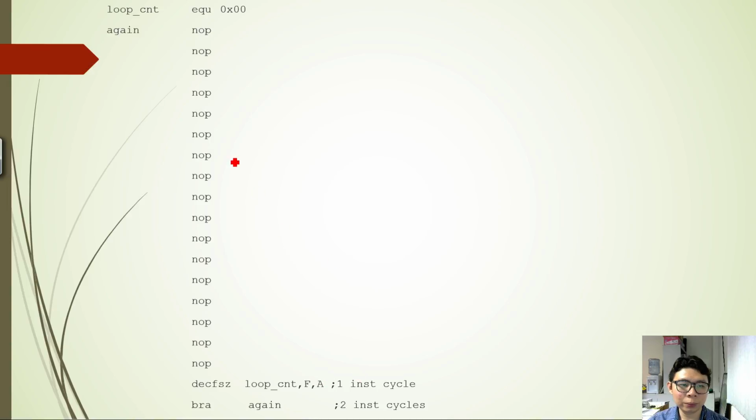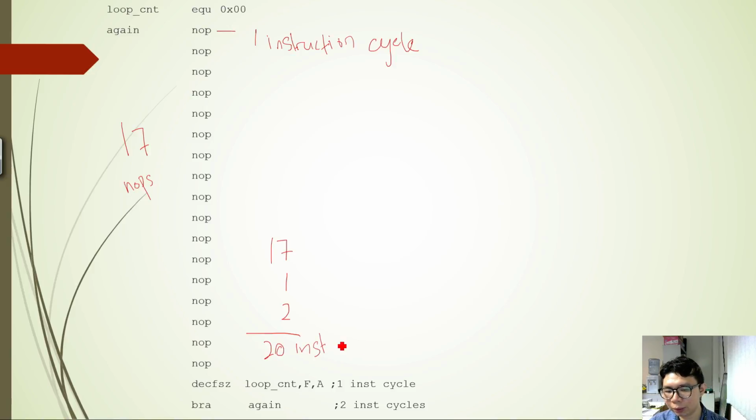I have a block of code here. We have a series of NOPs, NOP, NOP, NOP, a total of 17 NOPs over here. Each NOP takes up one instruction cycle, so 17 NOPs take 17 instruction cycles. Executing this DECF takes one instruction cycle, and the branch takes up two instruction cycles. So in total, this block of code takes up 20 instruction cycles.